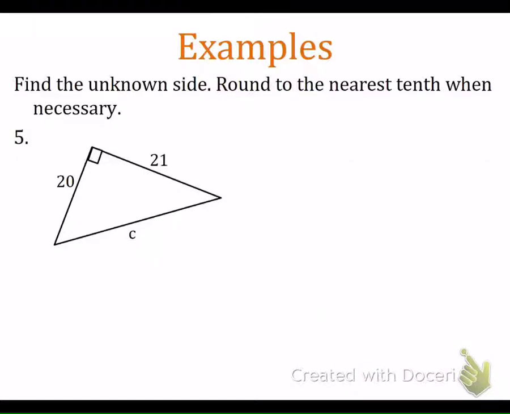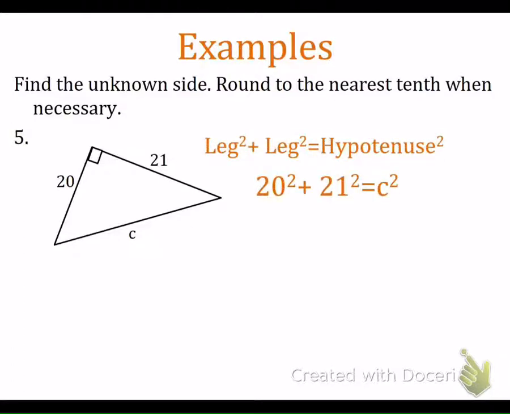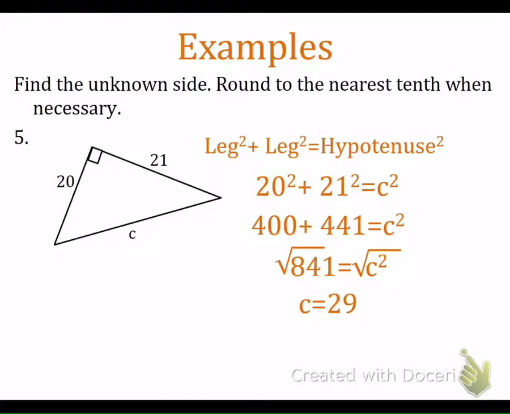Questions? How will I set this one up? 20 squared plus 21 squared equals c squared. Getting a little chatty. What is 20 squared? 20 squared, 400. Someone said 40. All right, 21 squared is 441. When you add those together, you get 841. And what's the square root of 841? 29.